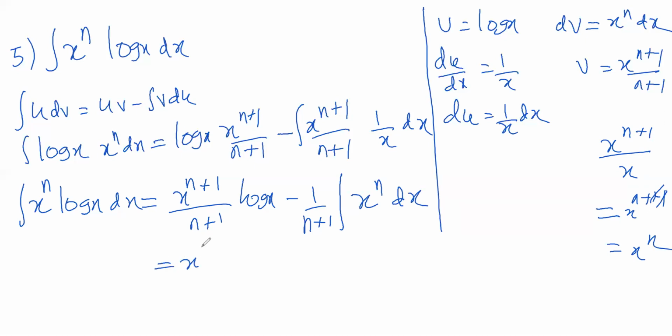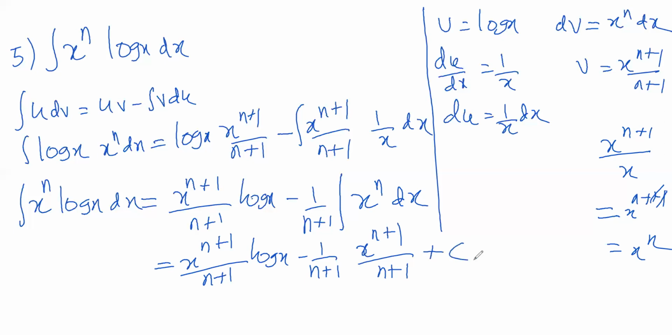So we have x power n plus 1 by n plus 1 into log x minus 1 by n plus 1 into integral of x power n, which is x power n plus 1 by n plus 1, plus c. Now see, this x power n plus 1 by n plus 1 is common, so we take x power n plus 1 by n plus 1 outside. The remaining terms are log x minus 1 by n plus 1, plus c.